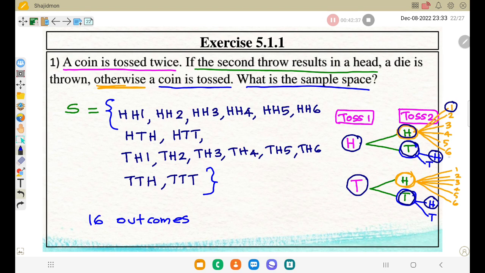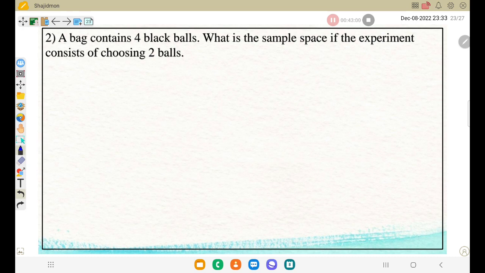Because 1, 2, 3, 4 up to 6 options, another 6 options, 1, 2, 3, 4 up to 6, so 12. Then head tile 13, 14, head tile again 15, 16. So totally we have 16 outcomes in the sample space. Hope you understood this question. Okay. Now we will go to the second question.